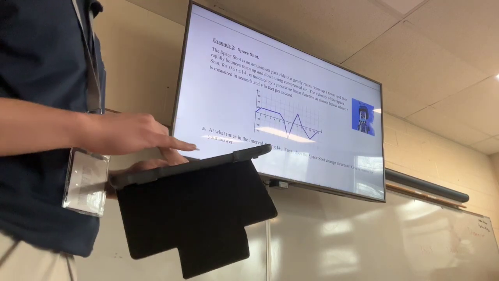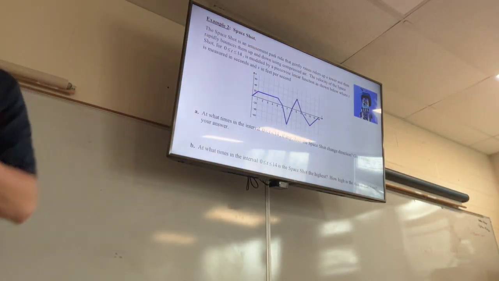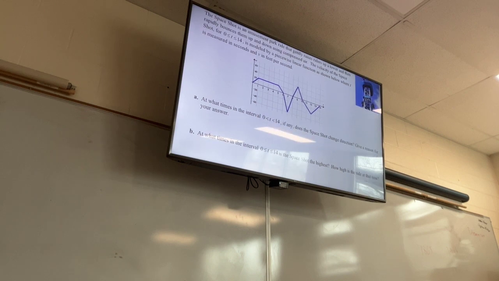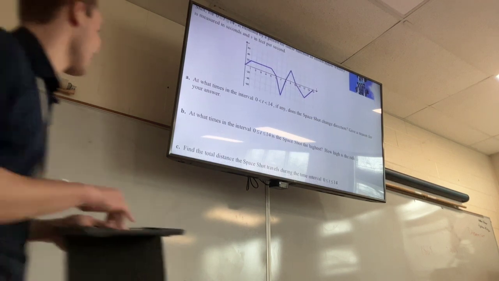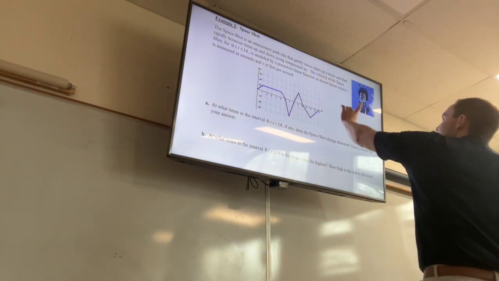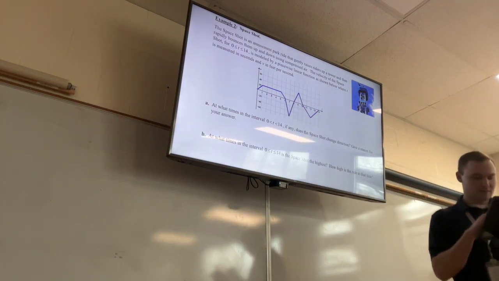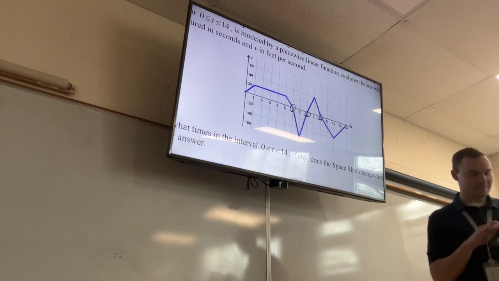So we've got the space shot. Anyone ever ridden the space shot? Yes, you did. Okay, so this is the space shot. We're really chatty today, which isn't a bad thing. Okay. So at what times does the space shot change direction? This is the velocity function. So at what times does it change direction? 6, 8, 10. Yeah, good job. 6, 8, 10.